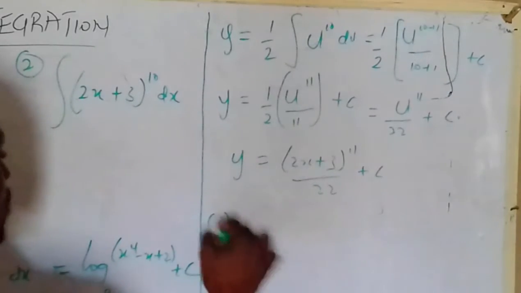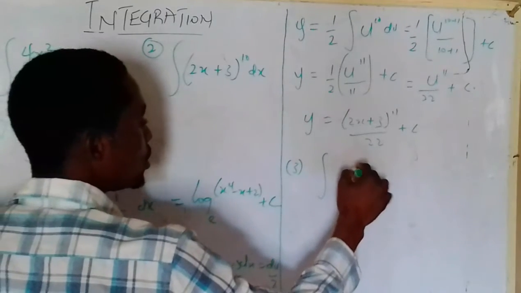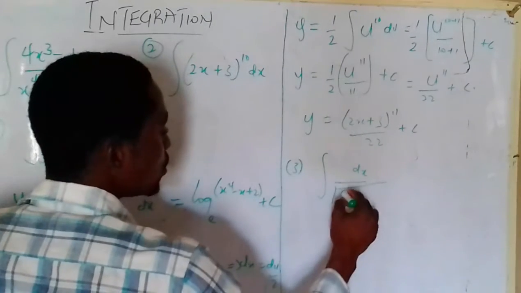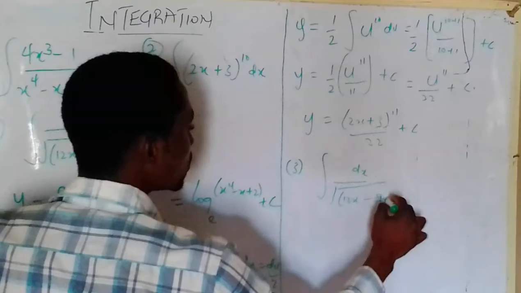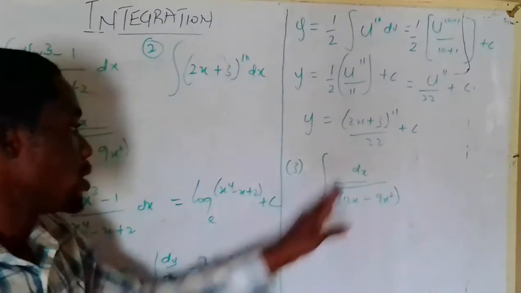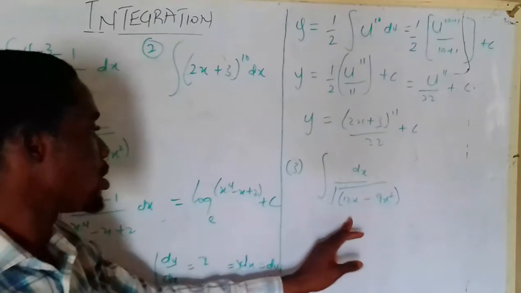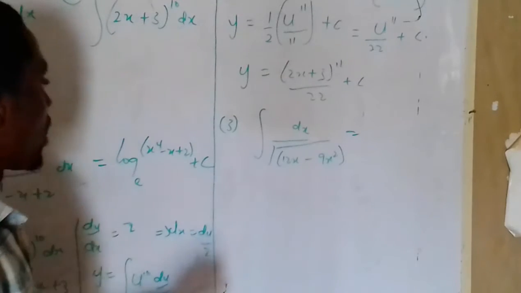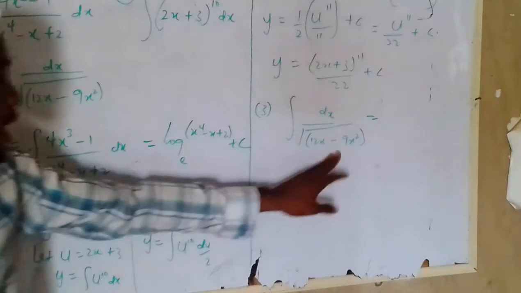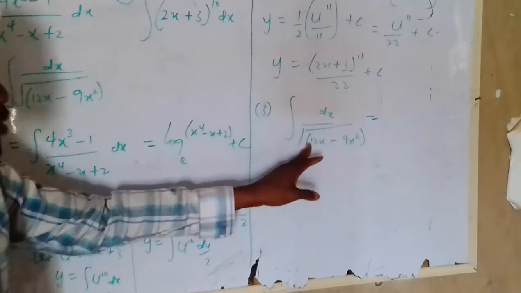And for number 3 question, we have the integral dx over square root of 12x minus 9x squared. Now, looking at this question, it is the same thing as 1 over all these dx. To solve this question, we apply what we applied in number 1 question, by differentiating this denominator. You cannot get 1 because the numerator here is basically 1. You cannot get 1 here.